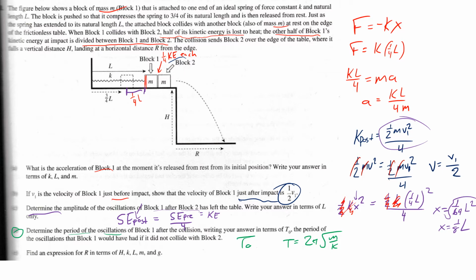Find the expression of R in terms of those guys. Okay. Nice, nice. So what do we got to do here? We got to figure out the speed of block 2. Remember, block 2 has 1/4 of the kinetic energy, but once again, 1/4 of the kinetic energy is going to be the same thing as 1/4 of the spring energy. So that's what we're going to use to figure that out, and then we got to use that to do some kinematics here. So let's first figure out the spring energy.